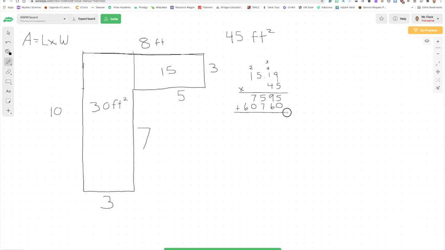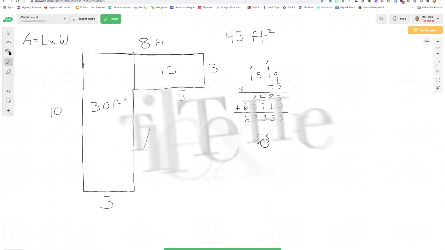And then I add them all up. 5 and 0 is 5. 9 plus 6 is 15. Carry my 1. 7 plus 5 is 12, plus 1 is 13. Carry the 1. 7 and 1 is 8, and 6 is 6. And now I go back and I have 2 place values with decimals, so I have to move my decimal 2 place values. So it's going to cost me $685.55.